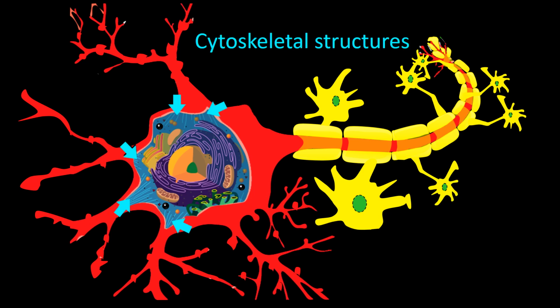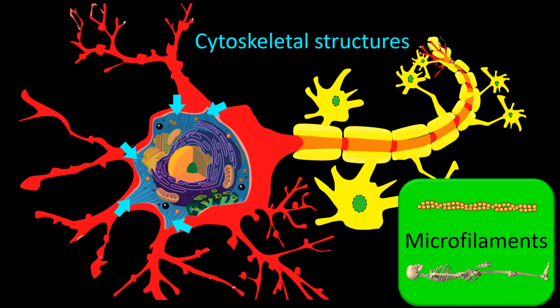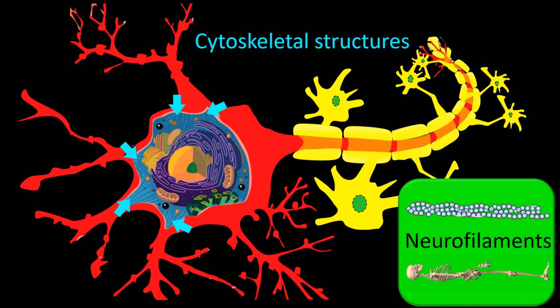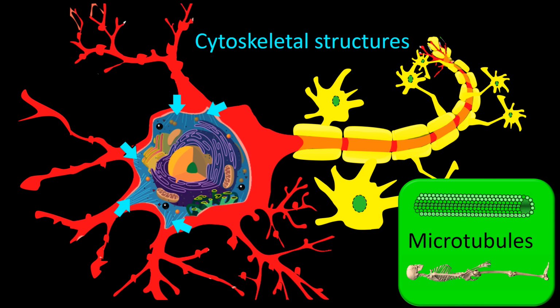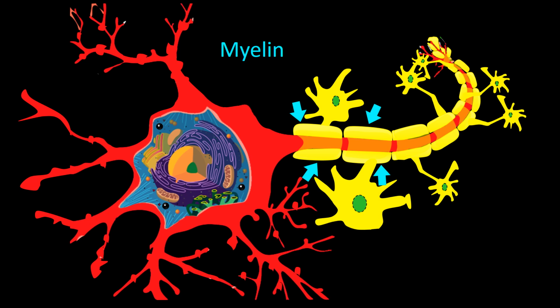Another important neuronal structure are cytoskeletal elements. In this category, we have microfilaments made of actin. They are very numerous in the growth cones. Neurofilaments, the main skeletal component of neurons, and microtubules. Myelin is not a component of the neuron, but it is closely linked to it.